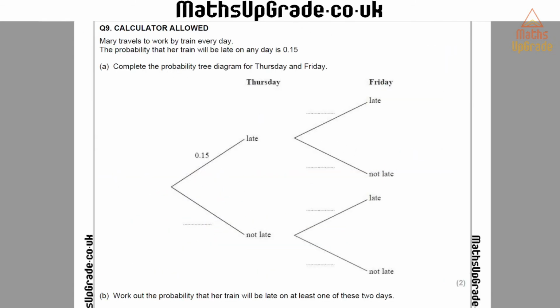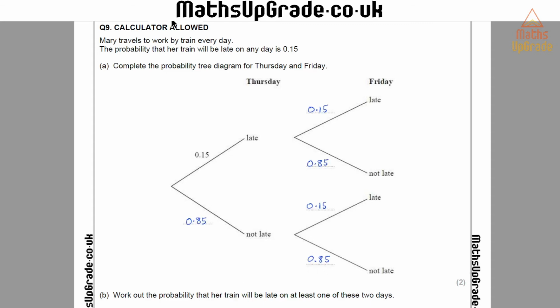In question 9, I need to complete the tree diagram. I'm told that the probability of being late on any one day is 0.15. So I can simply put 0.15 in that space there, and 0.15 in that space there, and the remaining spaces must all be 1 subtract 0.15, which must be 0.85. So 0.85 there, and there, and there. So that's what the tree diagram will look like.